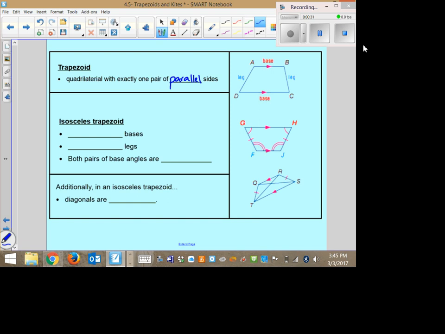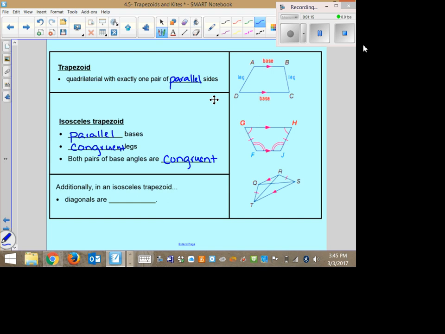An isosceles trapezoid has parallel bases and congruent legs. And so here you can see our bases are parallel, and then our legs are congruent. And then both pairs of base angles are congruent. So again, in the figure to the right, you can see that angle F is congruent to angle J, and that angle G is congruent to angle H. So our base angles are congruent.